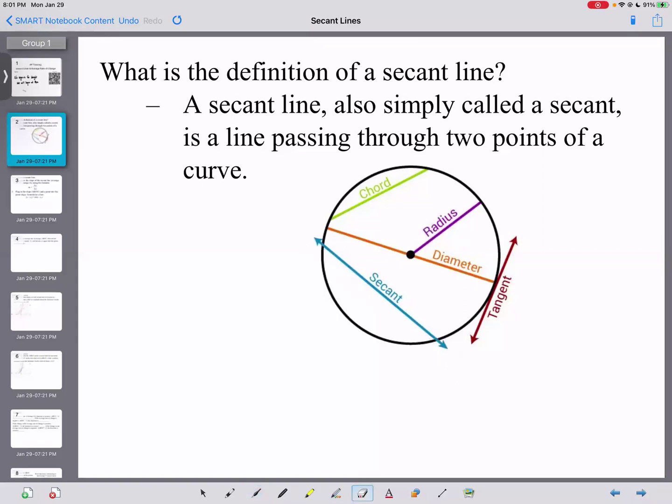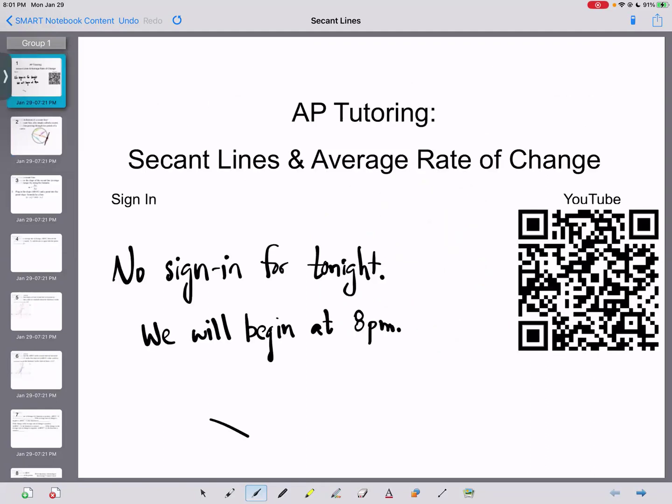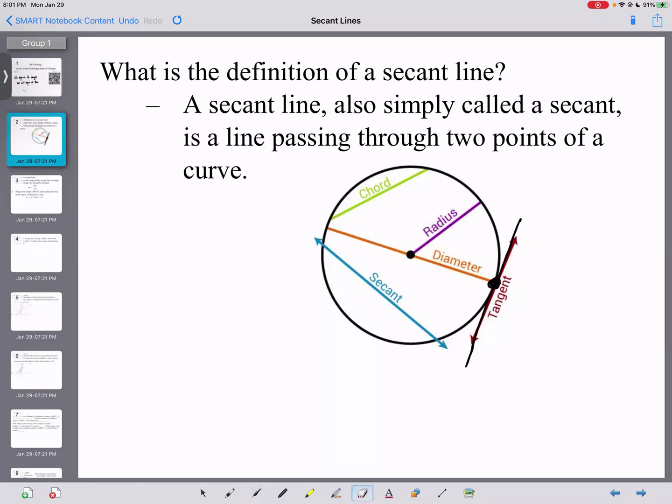And so some of the other words you might hear me say today are a tangent line. A tangent is any line that intersects an object at only one location. So that would be forming a tangent line. Whoops. So those are the terms you're going to hear me say a lot today.